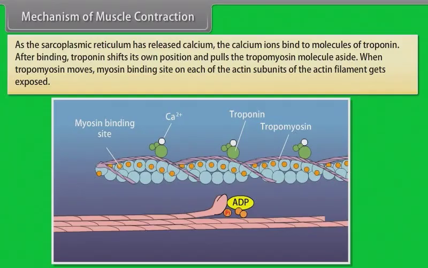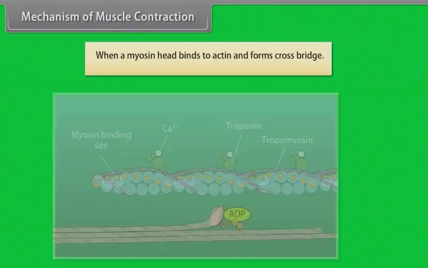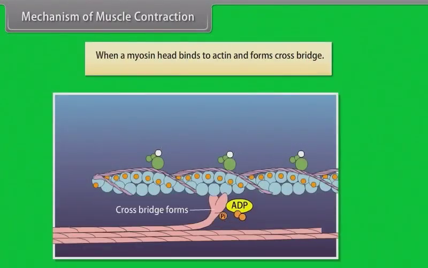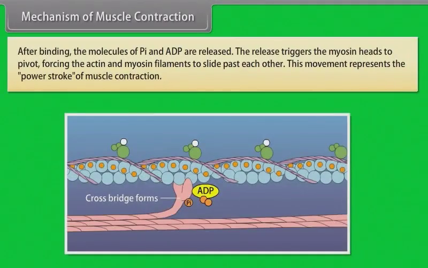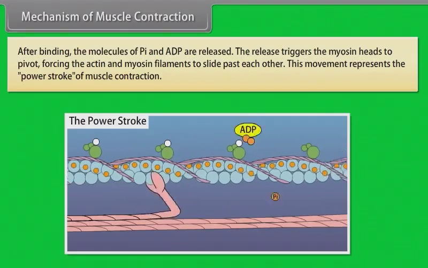After binding, troponin shifts its own position and pulls the tropomyosin molecule aside. When tropomyosin moves, the myosin binding site on each of the actin subunits of the actin filament gets exposed. A myosin head binds to actin and forms a cross bridge. After binding, the molecules of Pi and ADP are released.